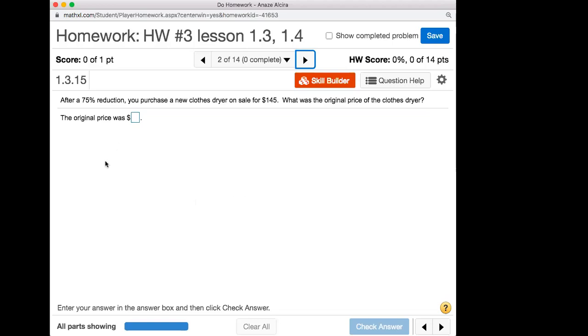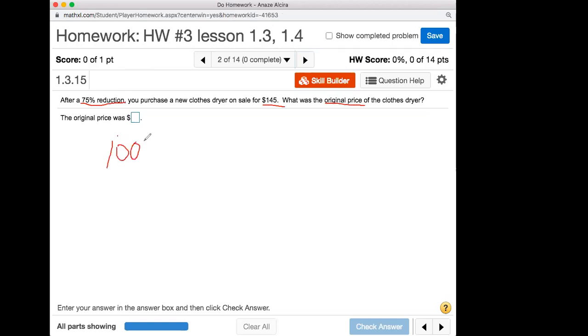All right, so on this one right here, guys, I'm just going to annotate right here on the screen so I don't have to put up my board again. Okay, there we go. So guys, listen, after a 75% reduction, you're purchasing this clothes dryer for $145. So the question is, what was the original price? On this one, what you have to think about is the original price is 100%.